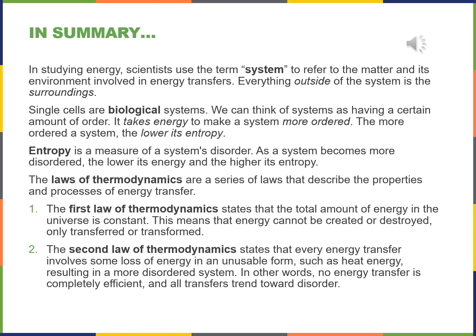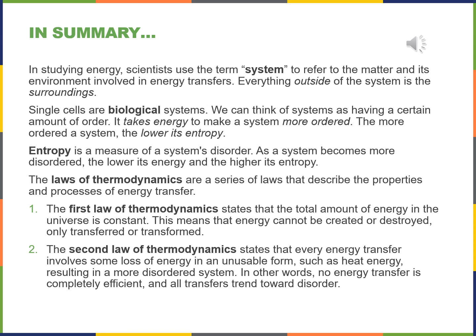Single cells are biological systems. We can think of systems as having a certain amount of order. It takes energy to make a system more ordered. The more ordered a system, the lower its entropy. Entropy is a measure of a system's disorder. As a system becomes more disordered, the lower its energy and the higher its entropy.